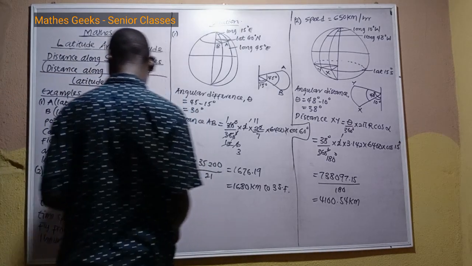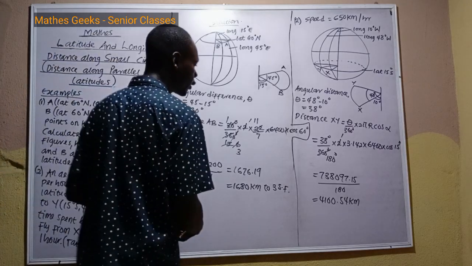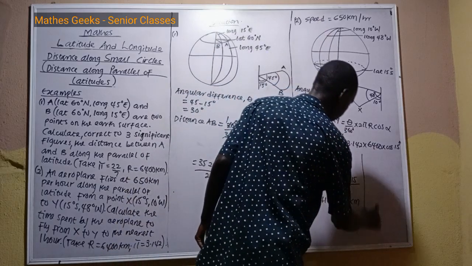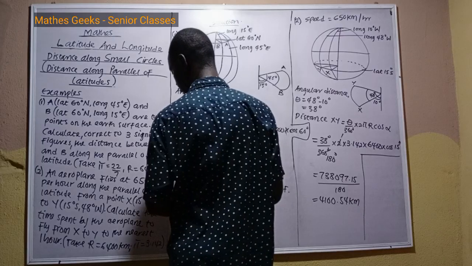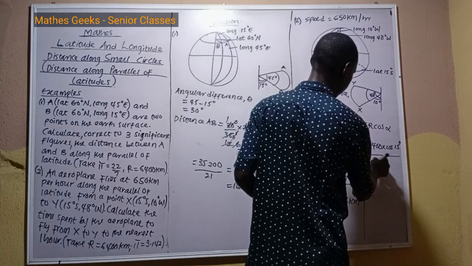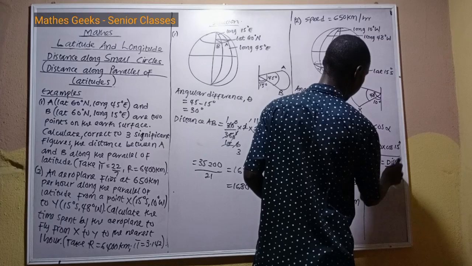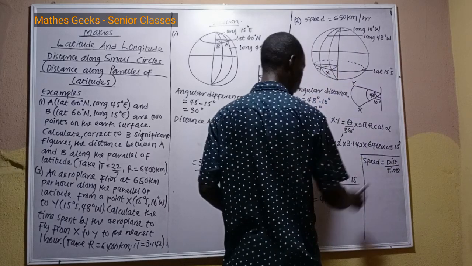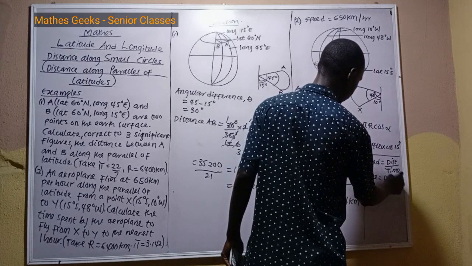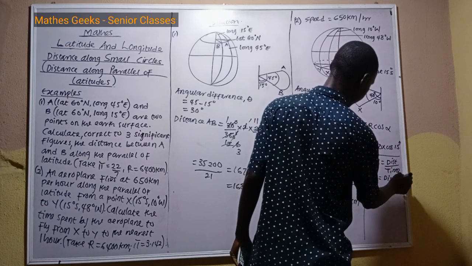And the question says we should calculate the time spent by the aeroplane to fly from X to Y to the nearest 1 hour. So since we got the distance and we're given the speed, let's calculate the time. Speed is equal to distance over time. So we're to look for time. Therefore, make time the subject of the formula. Time is distance over speed.